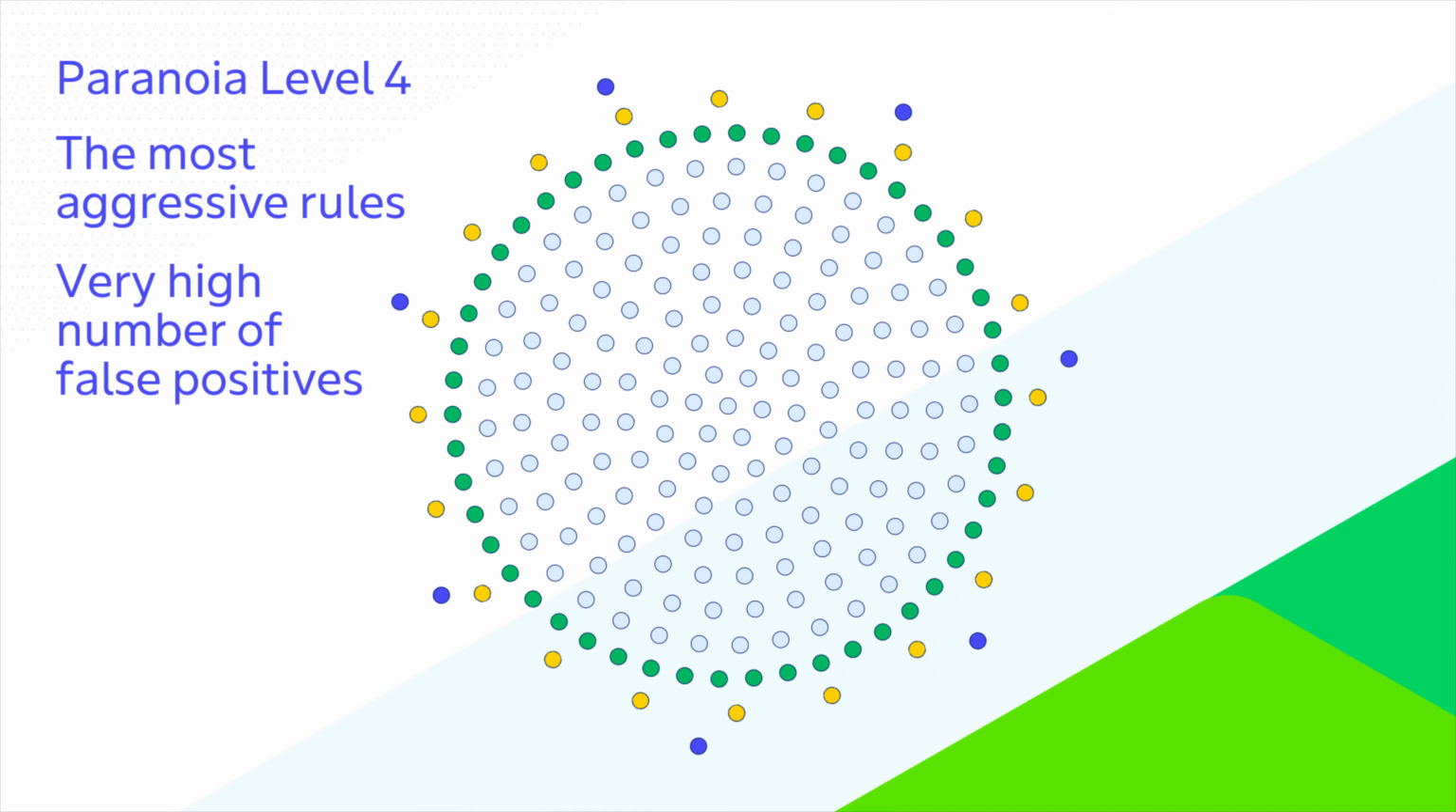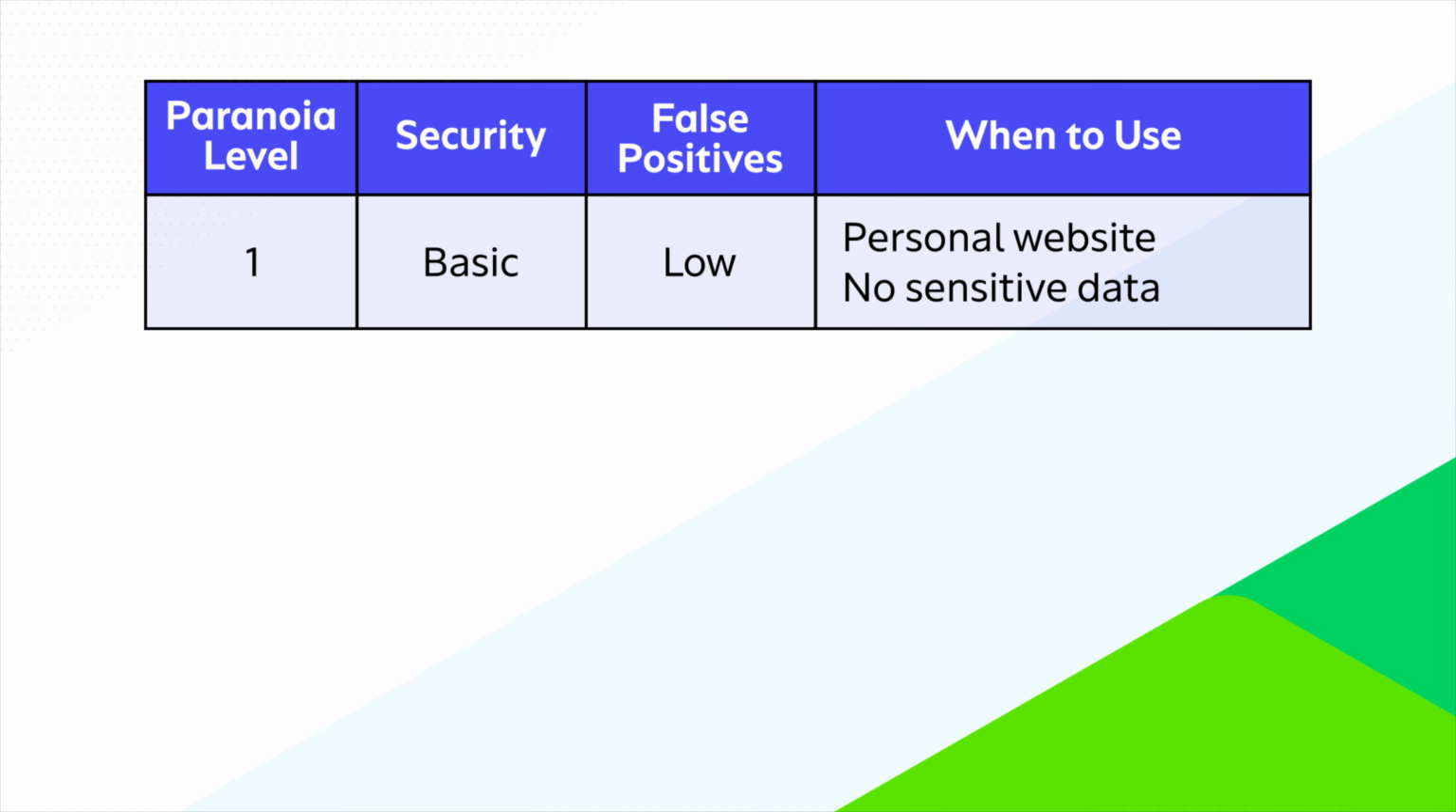Paranoia level 1 offers a basic level of security. It's safe to put in front of any web application or API and should generate only a low level of false positives. This would be appropriate for a personal website or similar use case where no sensitive data is involved.